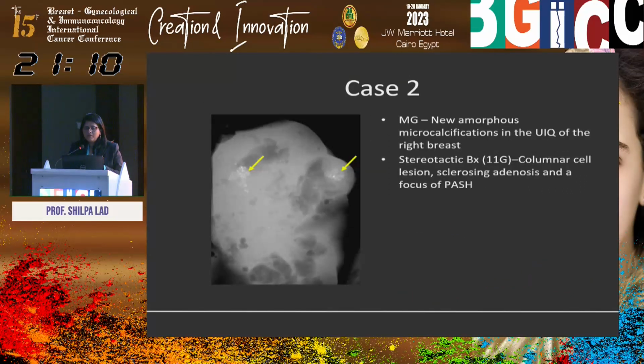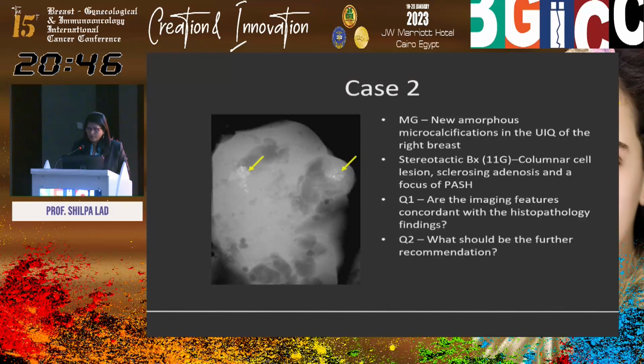Okay, another case. There were new amorphous microcalcifications seen in the upper inner quadrant of the right breast. Stereotactic vacuum biopsy showed a whole plethora of pathologies. Columnar cell change, sclerosing adenosis, PASH. Now, one has to decide, are any of these high risk? Can any of these turn precancerous or cancerous? So does this need to come out? Okay.